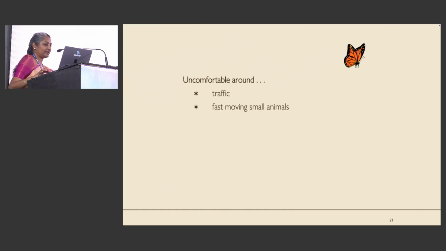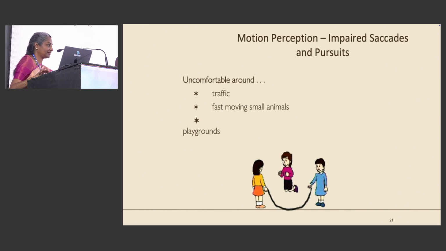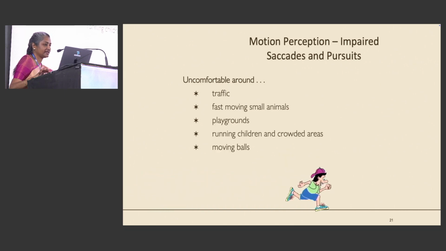So uncomfortable around traffic, fast moving animals, this all happens even in CVI, because again, with simultagnosia the child may be seeing moving objects better or they may be seeing non-moving objects better, and everything comes together, again it is difficult. Fast moving small animals in a playground area of the school, where so many children are together, there again the child may find a lot of difficulties. In motion perception, they have impaired saccades and pursuits, so that may contribute to all these difficulties. Around running children in a crowded area, which is classically a school environment, they may be totally uncomfortable.